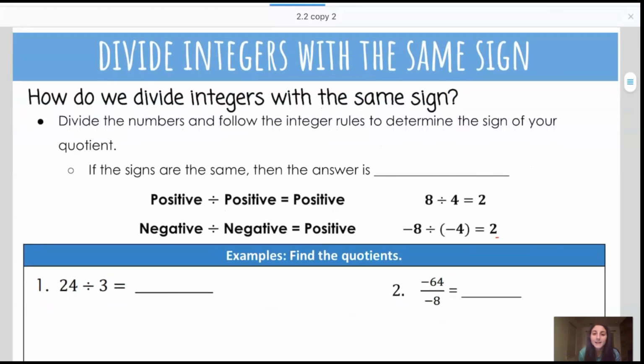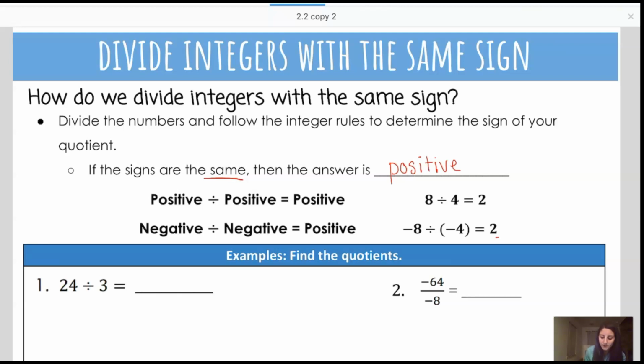So our dividing integer rules are actually the same as our multiplying integer rules. When we divide integers with the same sign, our answer is going to be positive. I'm going to say that again. When we divide integers with the same sign, our answer is positive.